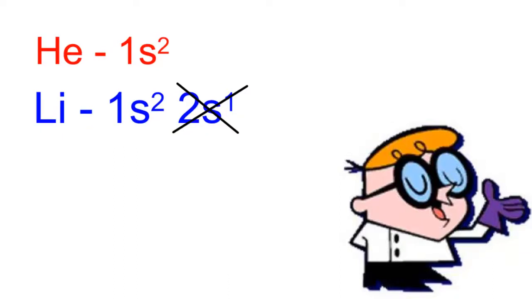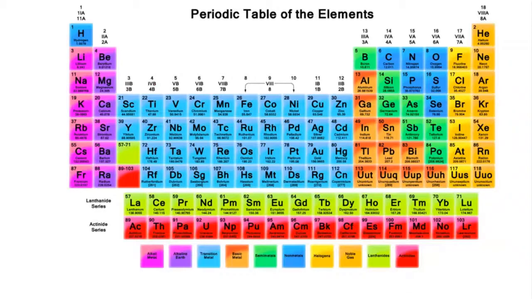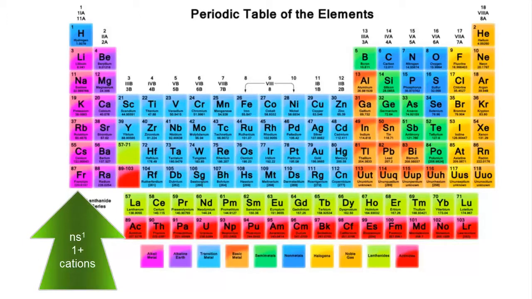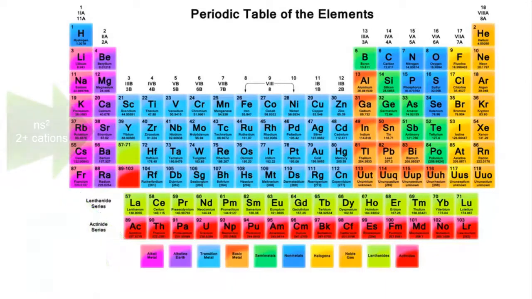And since electrons are negative, the loss of 1 causes lithium to gain a +1 charge. So lithium becomes a +1 cation. The same holds true for every member of the alkaline metals, group 1. They all end in some number S1. Therefore, they all form a +1 cation.